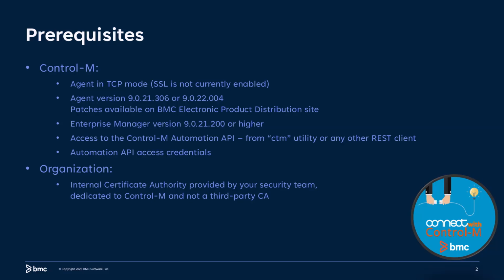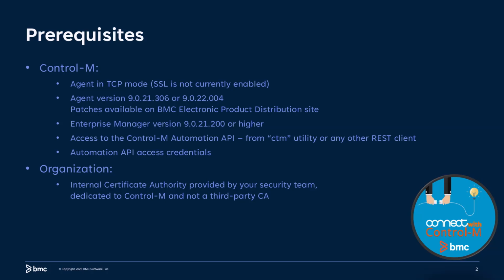I also have the CTM command line utility set up for interacting with AAPI. It's useful for testing things out, but it's not required. This is because you can make AAPI REST calls from any application as long as it has connectivity and login credentials to the Enterprise Manager web server where the API is hosted. The final prerequisite for security is to have an Organization Internal Certificate Authority, or CA, which is dedicated to Control-M and is not an external third-party CA.